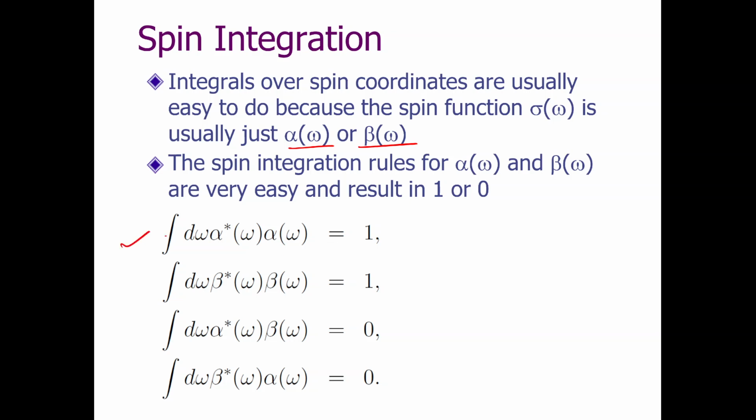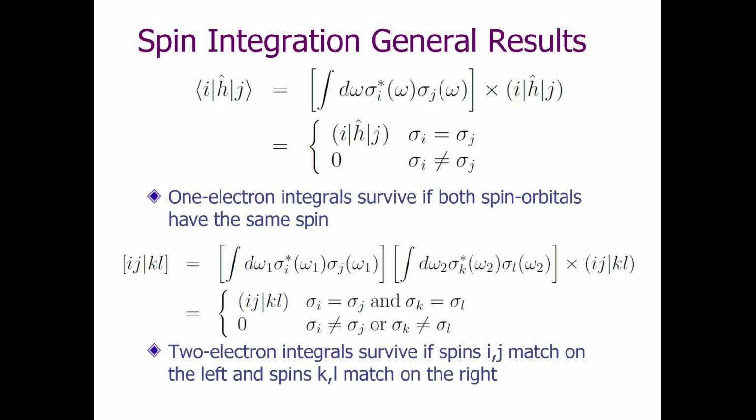Okay, so this is done. Now you can write this spin integration. This is your one-electron integral, ihj, and this is the spatial coordinate separated. So this integral survives only if the ith and jth electrons have the same spin. Otherwise it is zero. So the one-electron integrals survive if both spin orbitals have the same spin.